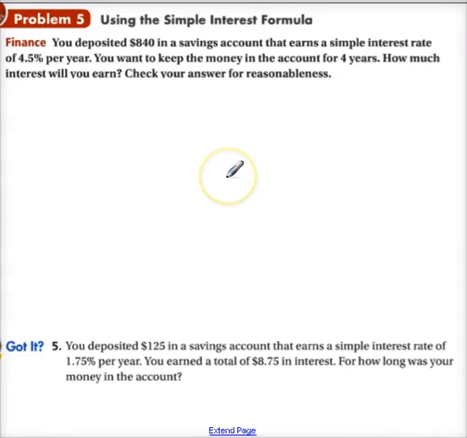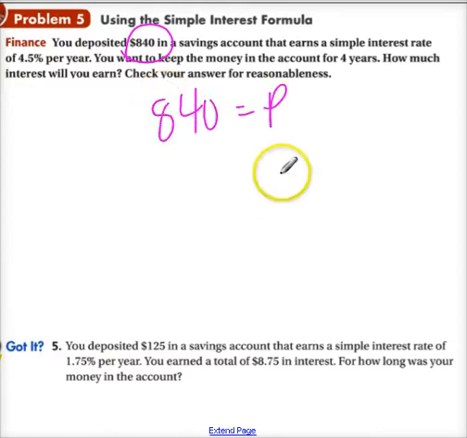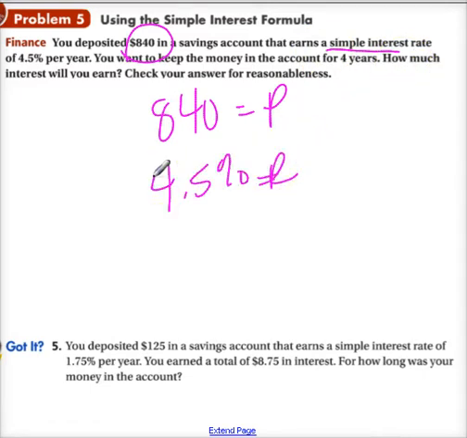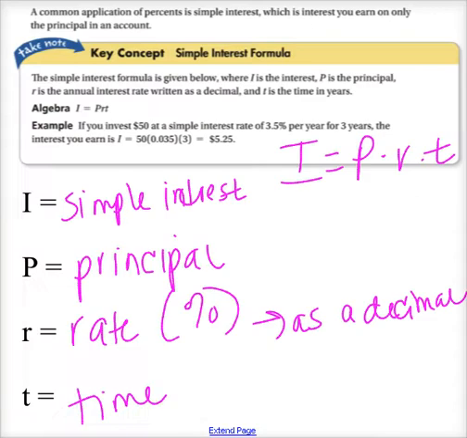So here we're going to use the simple interest formula. You deposited $840. That's your principal amount. $840 is our principal. Into a savings account that earns a simple interest rate of 4.5%. So our rate is 4.5%. You keep the money in the account for 4 years. So time is 4. I'm going to go back to our notes for a second. When we were labeling our letters, time in years is important to know.